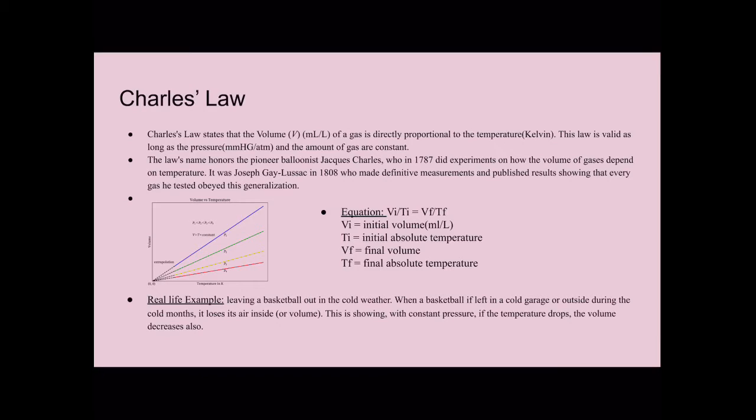An example in real life would be leaving a basketball out in the cold weather. When a basketball is left in the cold garage or outside during the cold months, it loses the air inside, or volume. This is showing with constant pressure. If the temperature drops, the volume decreases also.